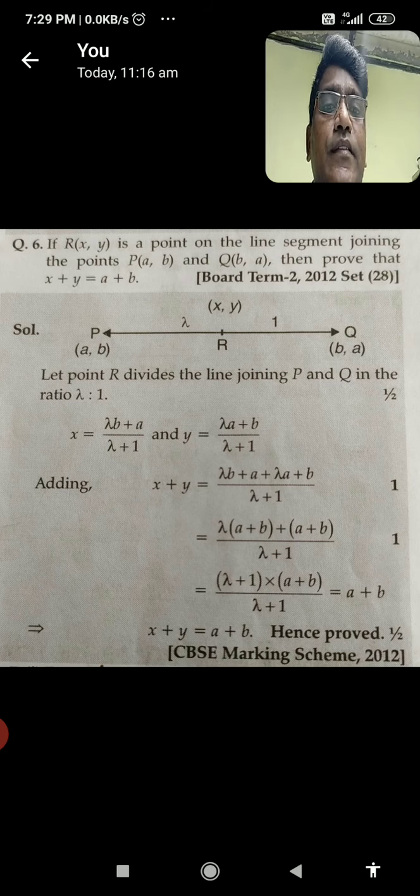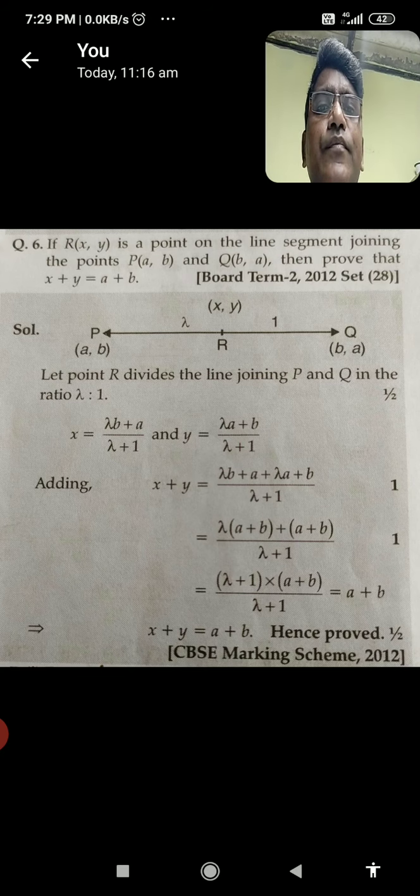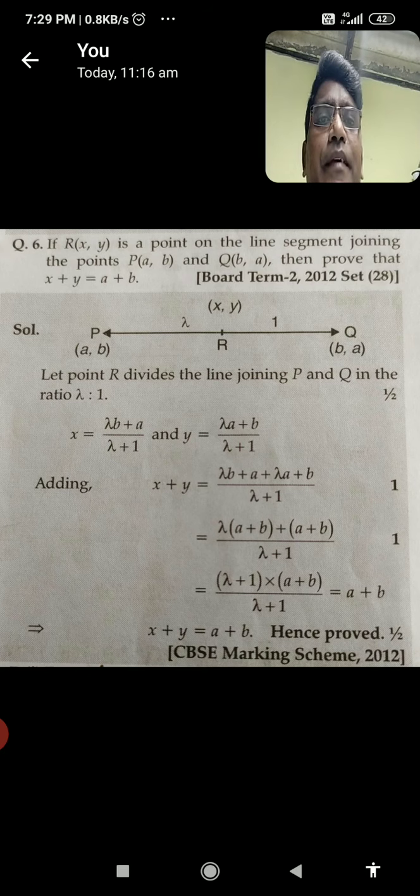Very important, 3 marks question it is. In 2012 Set 28, and in many exams, this question came. I referred to many books, then only I decided to clear it for you. You see here the diagram is given. We are always taking P point, here they have taken R only. Any point we can take, that is (x, y). So instead of A it is given P, instead of B they have taken Q. Points are given: x1 is a, x2 is b, y1 is b, y2 is a.